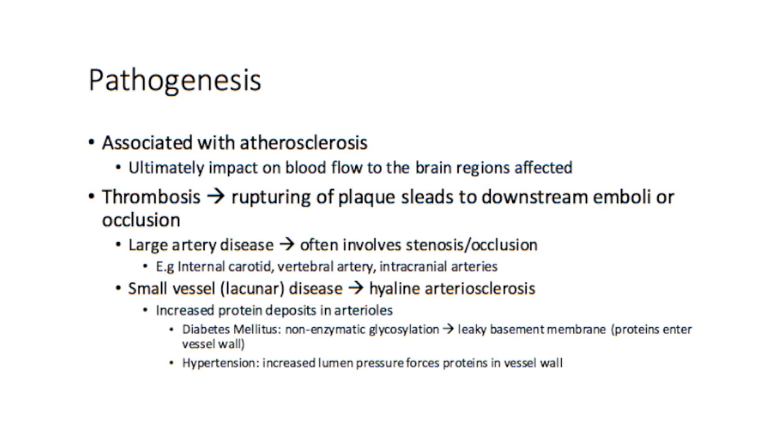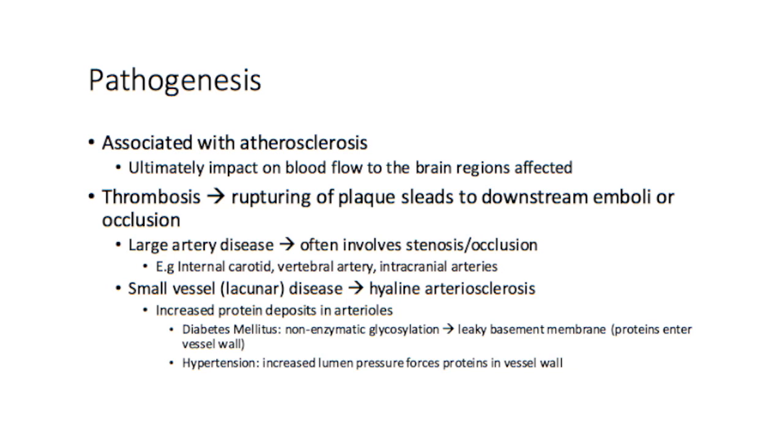Often, it's due to rupturing of plaques leading to thrombosis and downstream emboli, which brings about the occlusion. And this can be divided into 2 types of manifestations: large artery disease, which is, as you can imagine, stenosis and occlusion of the internal carotid, vertebral arteries, and other intracranial arteries that I've alluded to, such as the middle cerebral artery, posterior cerebral artery, as well as the anterior cerebral artery.